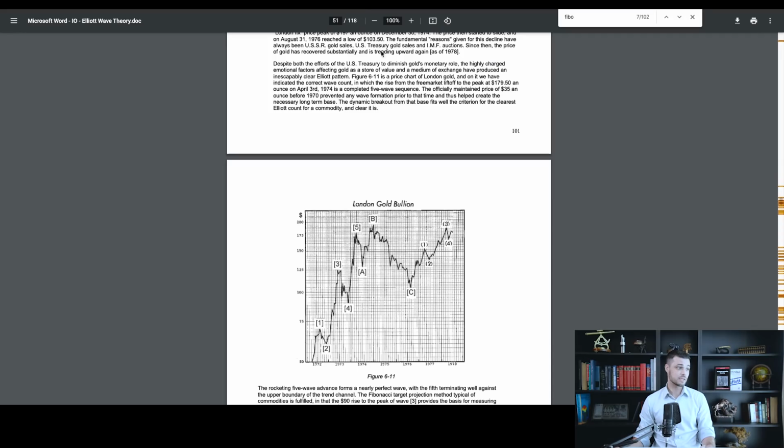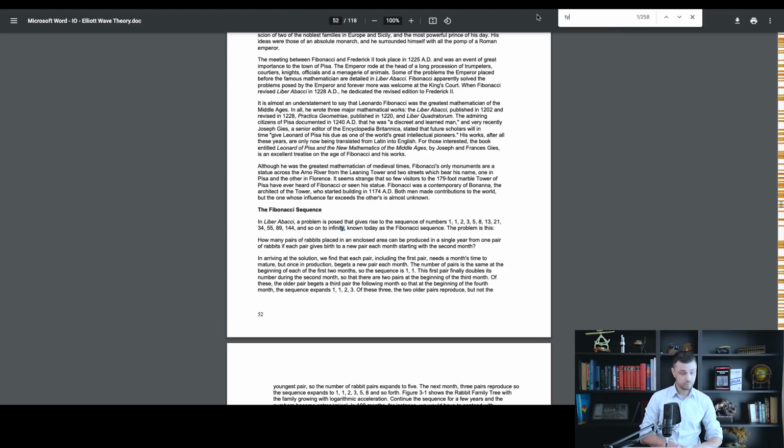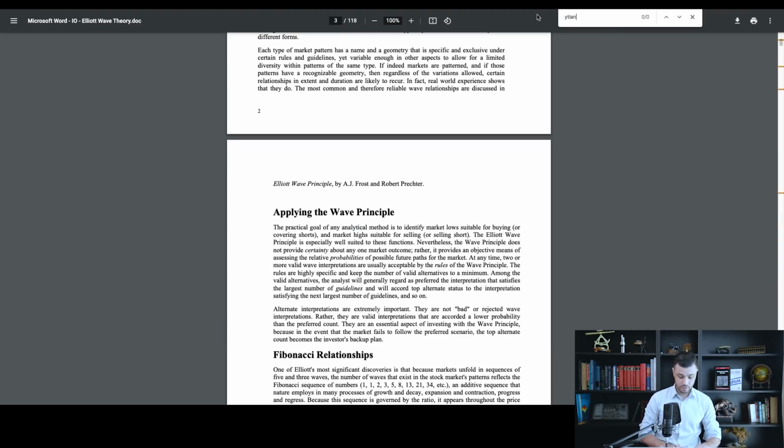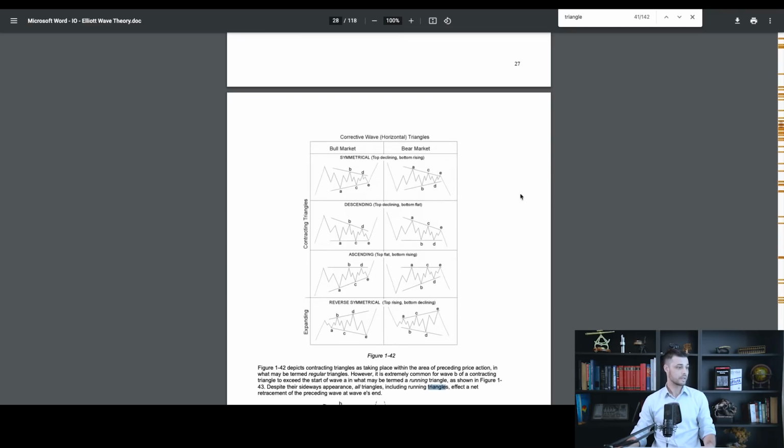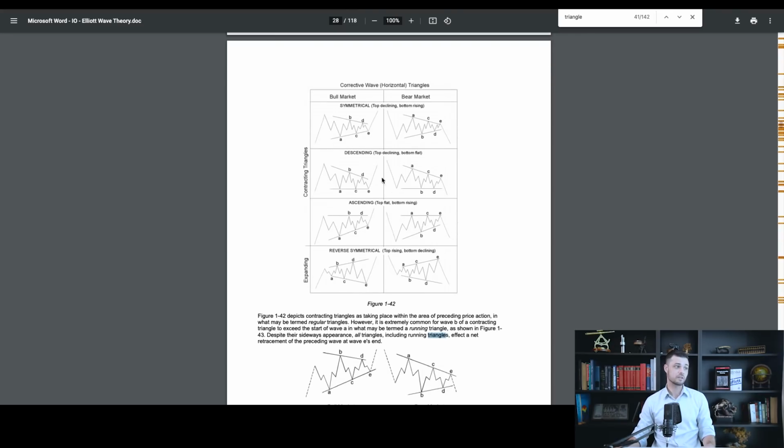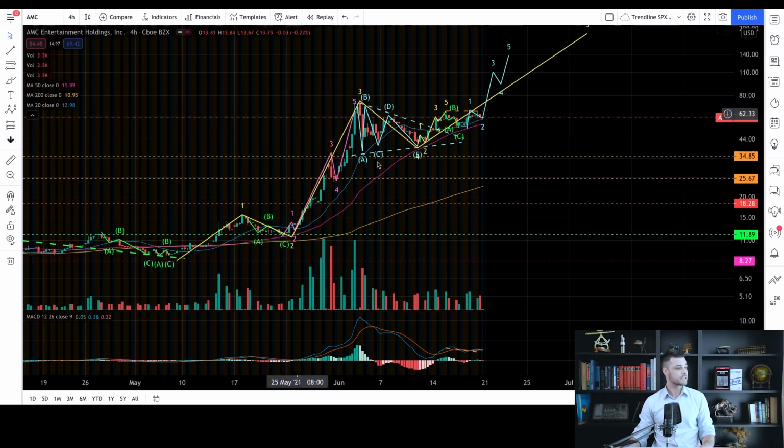I showed you guys in the Elliott wave book that I always keep here with me. What is a triangle? Sorry. Alright guys, so these are all the types of triangles that you can have. It can be ascending, descending, converging, or expanding. Alright. And here we have a converging triangle that is making 5 waves here.